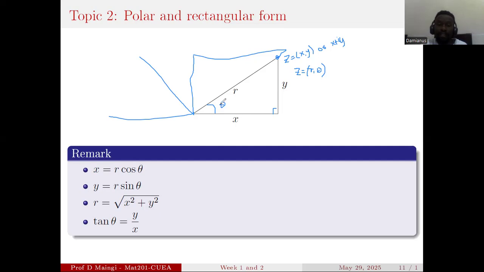Likewise, for y, we look at the sine of this angle, which is y over r, the opposite over the hypotenuse. So that means sine theta equals y over r. So y is r sine theta. That's what you have. And now the relationship between r, y, and x is that r, by the Pythagoras theorem, is the square root of x squared plus y squared. And also, the tangent of this angle is y over x. So theta is the arctan of y over x.